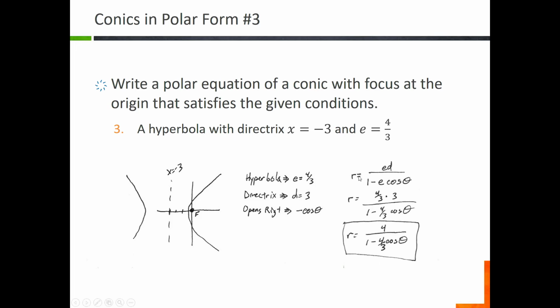All right, so putting our equation together, r equals eccentricity times the directrix over 1 minus the eccentricity times the cosine of theta. And again, it's minus because the directrix is negative, and it's cosine because it's an x equals directrix. The eccentricity is 4/3 and the directrix is 3, and if we multiply the 4/3 and the 3, we'll get the equation r equals 4 divided by 1 minus 4/3 cosine of theta.